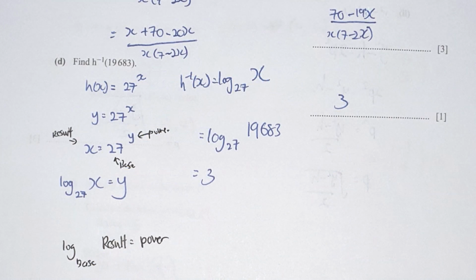Question D, I first identify the h inverse function. To do that, h(x) is changed to y. I then swap x and y's positions, and to identify your new y, you make y the subject. The easiest way is actually through logarithm. The base here is 27, the result is x, and it equals the power. So your h inverse function is log with a base of 27 of x. By substituting 19,683 into the x position, you should get your final result as 3.